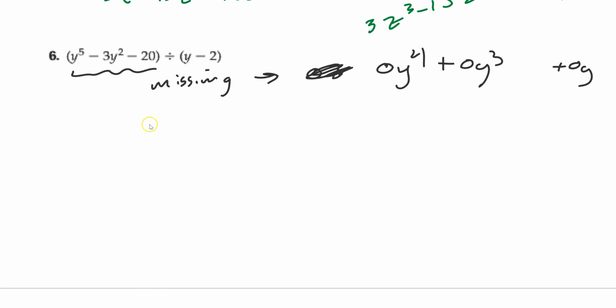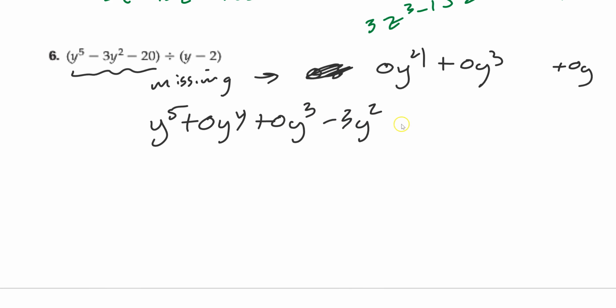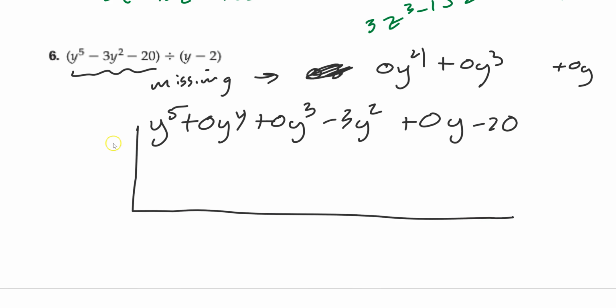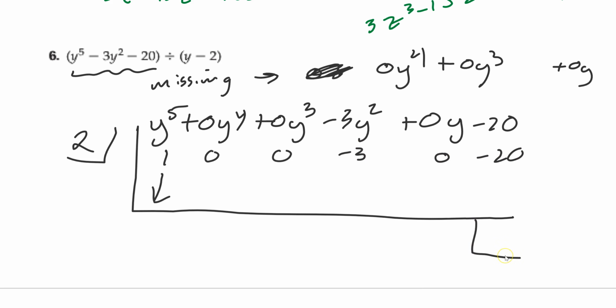So let me rewrite it first. Y to the 5th. I don't have a y to the 4th, so plus 0y to the 4th. I don't have a y cubed, so 0y cubed. Minus 3y squared plus 0y minus 20. Inside opposite, we're going to divide by 2. Don't forget to bring the first one down. I should write the coefficients. And the last one's the remainder. So we get something like that.